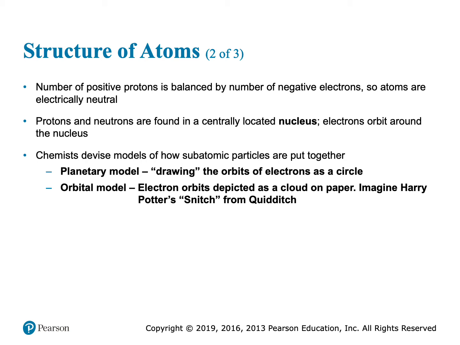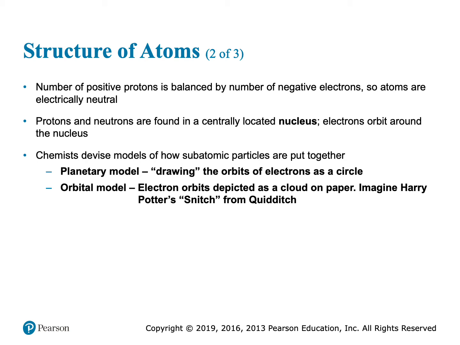We have different kinds of models. The one that I just planted in your head was the orbital model. I described a central nucleus, and then I described electrons that are zipping around that nucleus like a snitch. Zoom, zoom, zoom. So that's what I described.